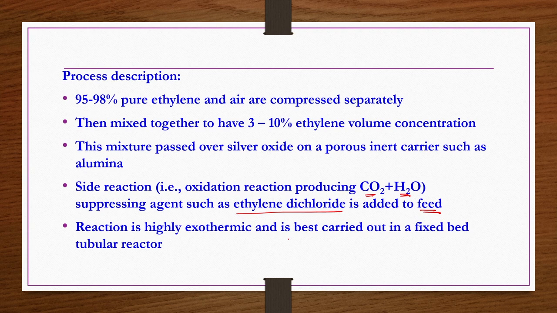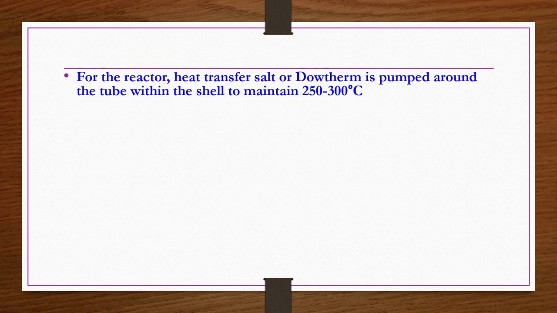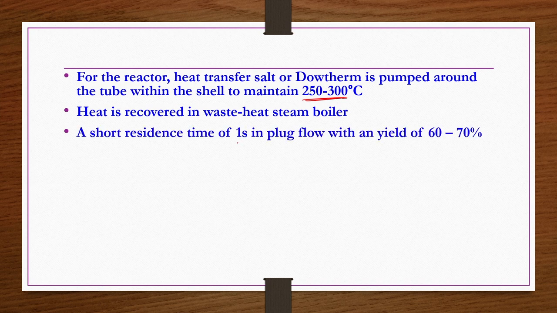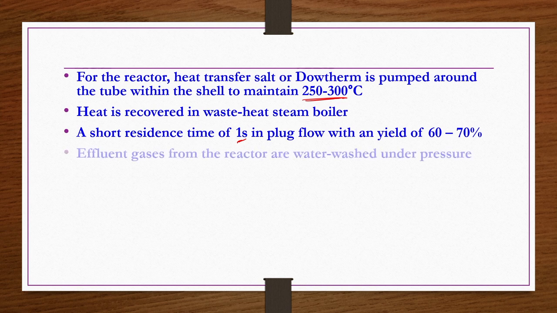The reaction is highly exothermic and is best carried out in a fixed bed tubular reactor. For the reactor, heat transfer salt or Dowtherm is pumped around the tubes within the shell to maintain the temperature of 250 to 300 degrees centigrade. Heat is recovered in a waste heat steam boiler. A short residence time of 1 second in plug flow with a yield of 60% to 70% is possible.